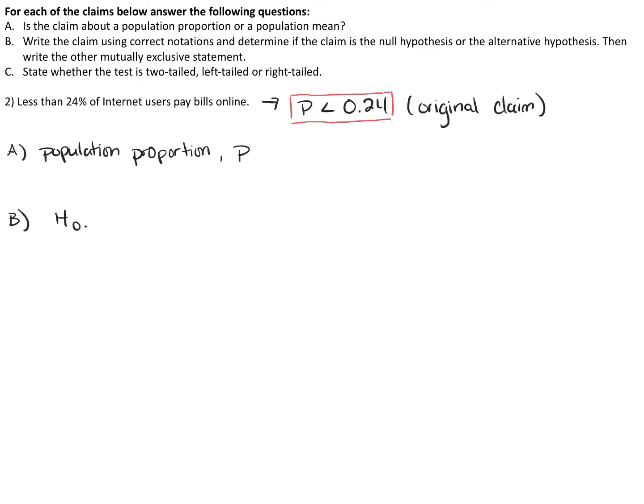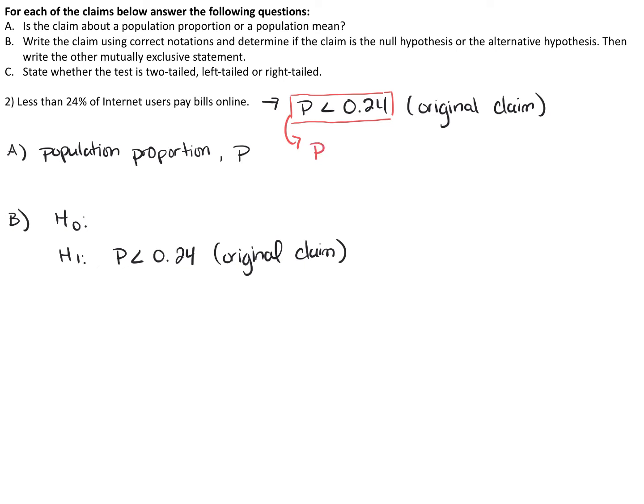So for part B, I'm going to write down that original claim as the alternative hypothesis. Okay, and then again, keep track that this is the original claim. This will be really important when it comes to writing your conclusion. Okay, so how do I write the null hypothesis? Once again, we take a look at the original claim and we ask ourselves, what if this is not true? What if the proportion of internet users who pay bills online is not less than 0.24? Then what are the alternatives?